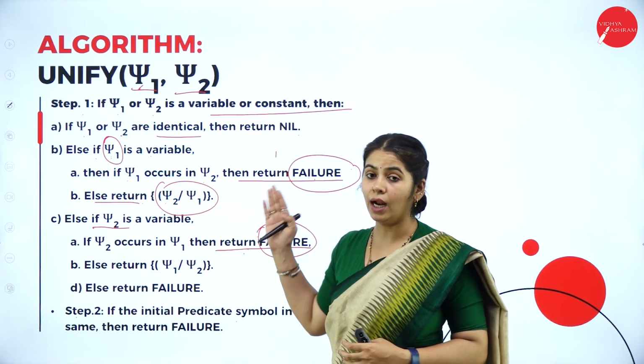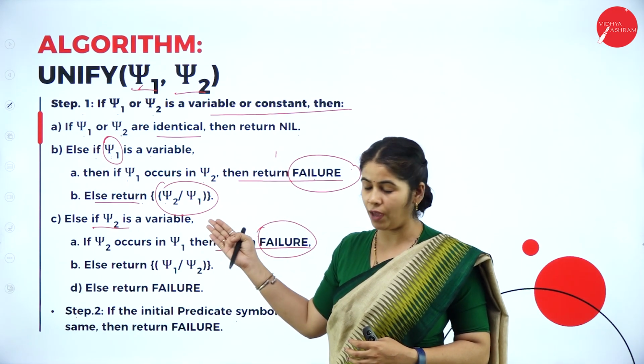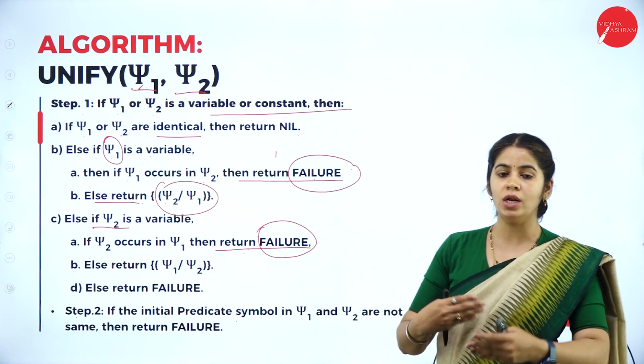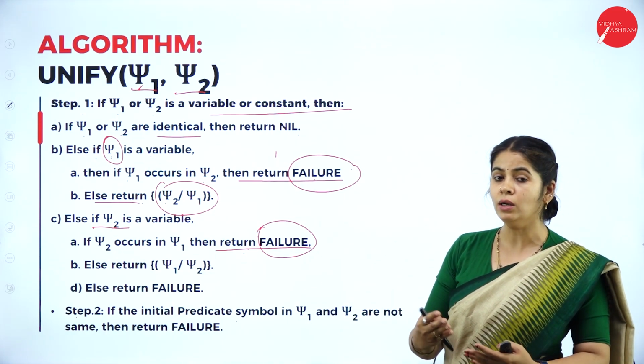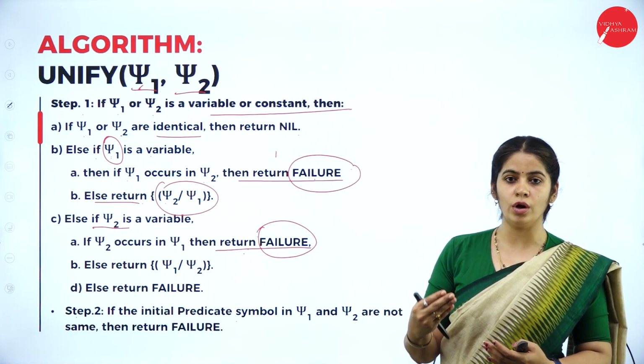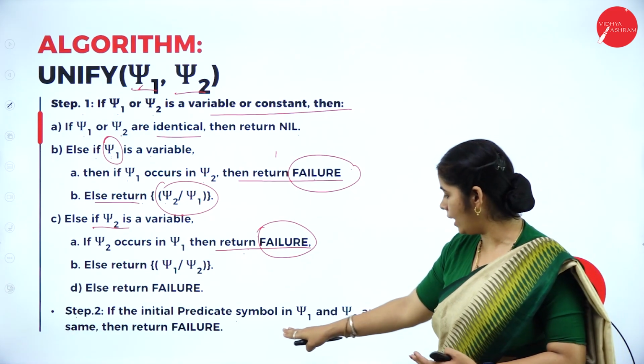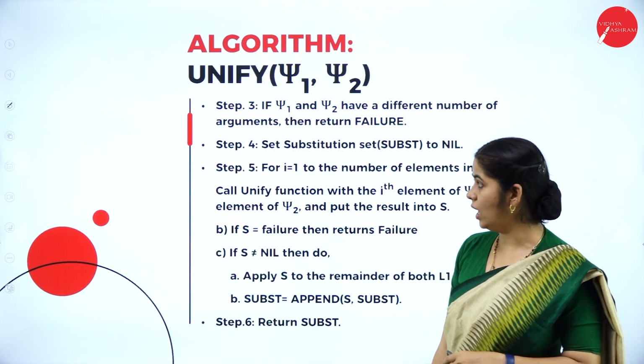So that is one condition for unification to fail. And the second condition: initially, they only check whether both are possible to substitute or not. If it is not possible, then we can directly say unification has failed.